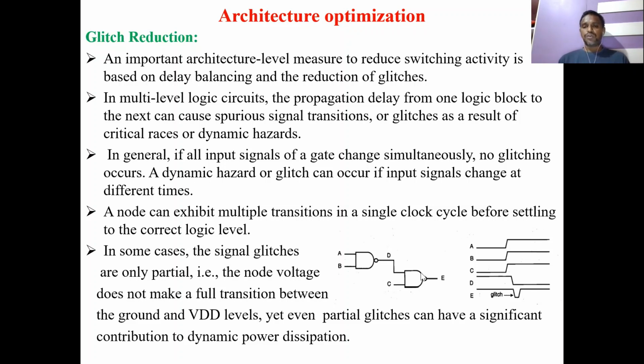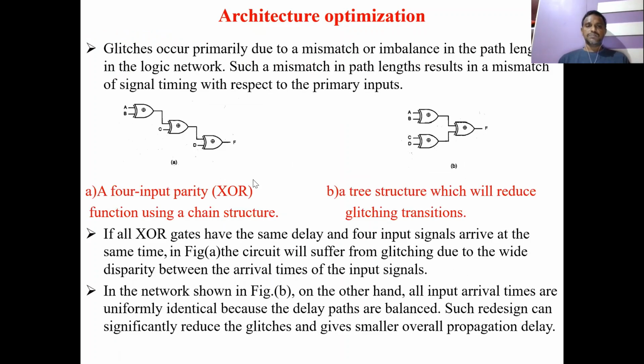So to avoid this, we have to reduce the delay in reaching the input node. This is glitch reduction. Here we can also have another circuit representation; the same concept I will explain by taking another gate. Glitches occur primarily due to the mismatch or imbalance in the path lengths in the logic network. Such a mismatch in path lengths results in a mismatch of signal timing with respect to the primary inputs.